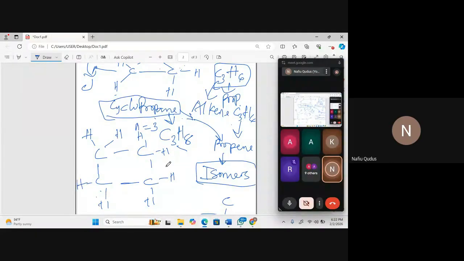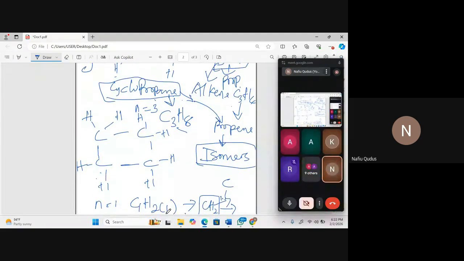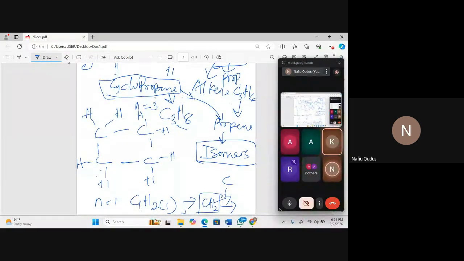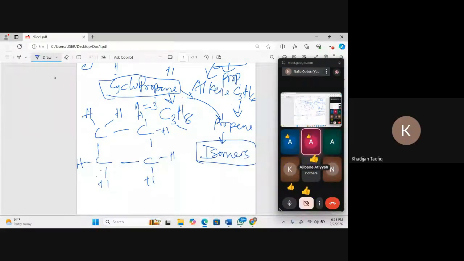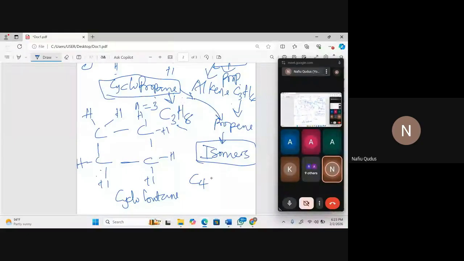Who can tell me the name for this compound? Cyclobutane. Thank you very much. Do you know how it is cyclobutane? Any questions so far? This is cyclobutane. When you count the total number of carbon, the carbon is what? 4. And the hydrogen is 8.